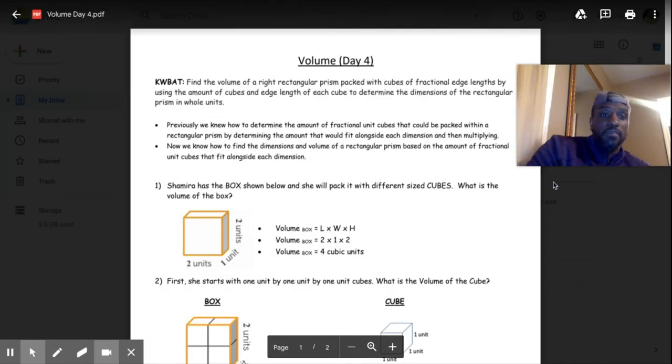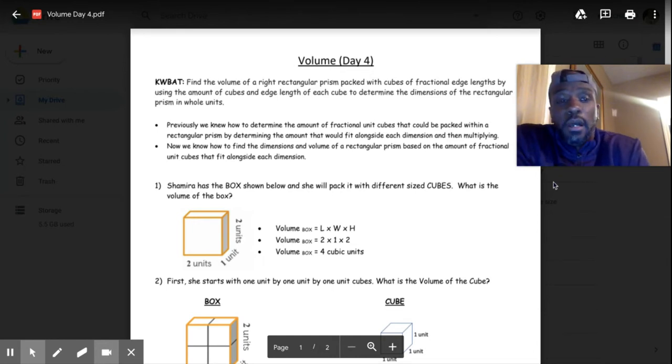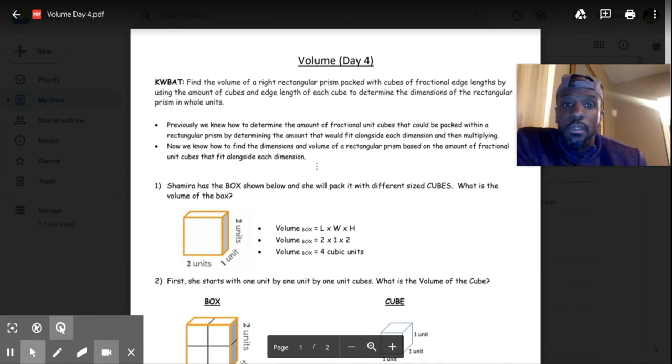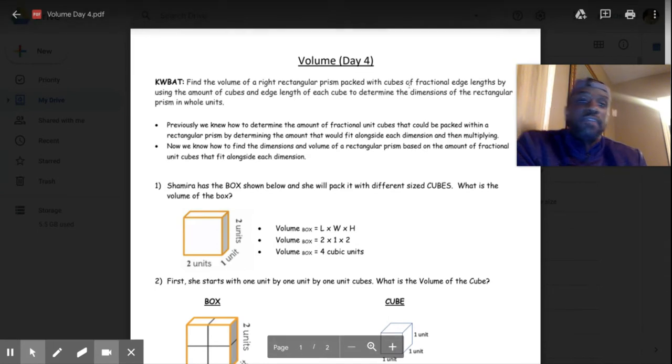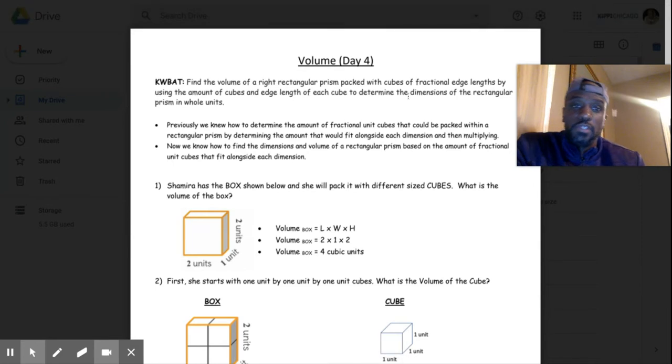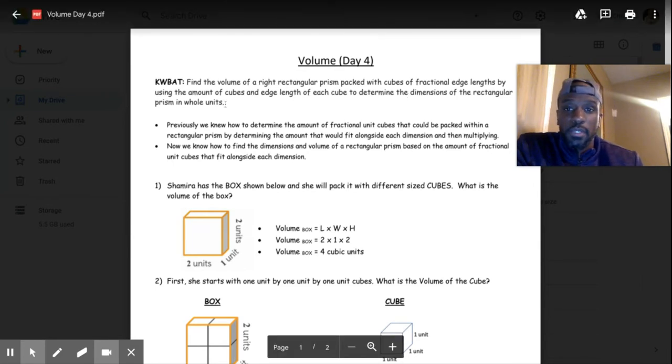Today we're going to talk about volume in a different kind of way. Today's objective is finding the volume of a rectangular prism packed with cubes of fractional edge lengths, by using the amount of cubes and the edge length of each cube to determine the dimensions of a rectangular prism in whole units.